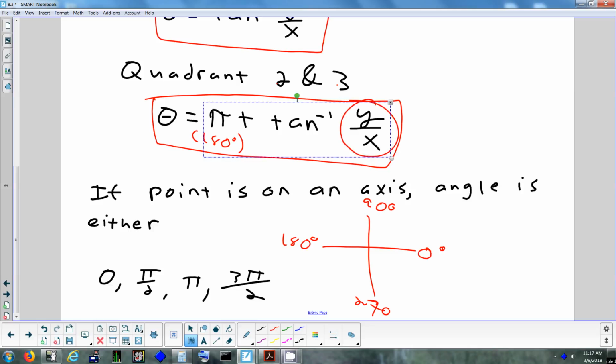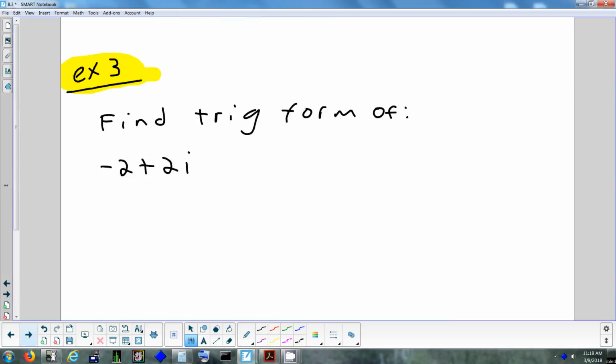So that's why if it's on an axis, you just have to memorize. If it's right, it's 0. If you went up, 90. If you went left, it's 180. If you went down, it's 270. And we're going to practice probably 3 or 4 of these kinds of questions as we go.